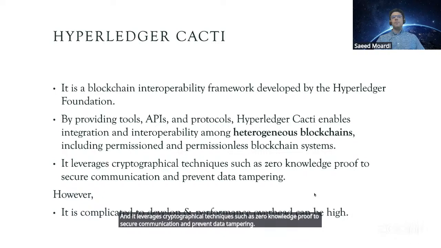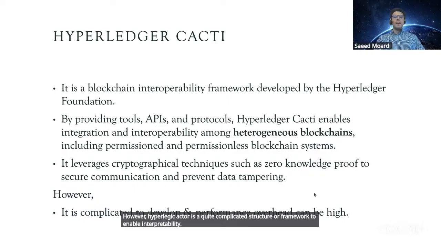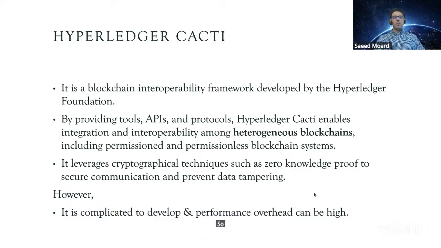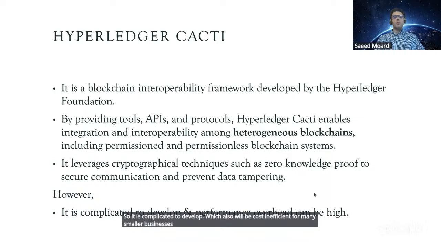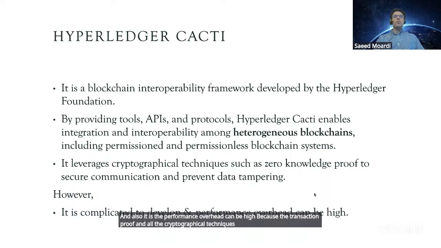However, Hyperledger Cacti is quite a complicated framework to enable interoperability. So it is complicated to develop, which also makes it cost inefficient for many smaller businesses that cannot afford the cost of development. And also, the performance overhead can be high because of the transaction proof and all the cryptographic techniques. They may be good for enhancing the security, but on the other hand, they damage the performance of the system.